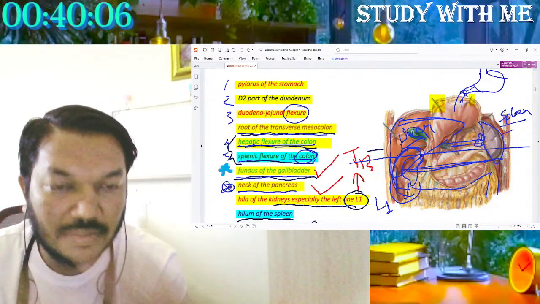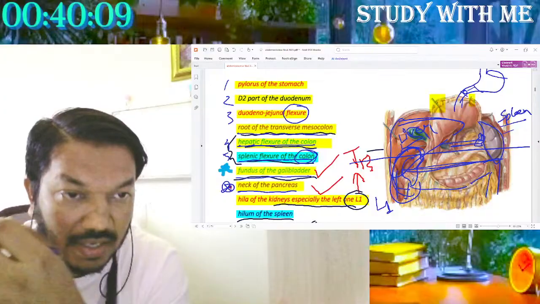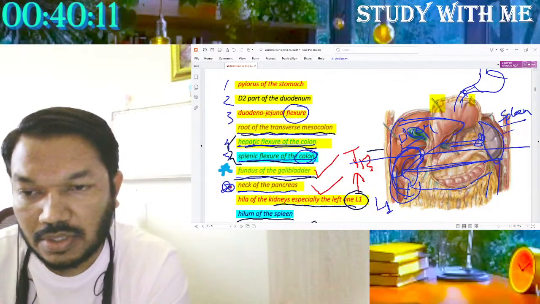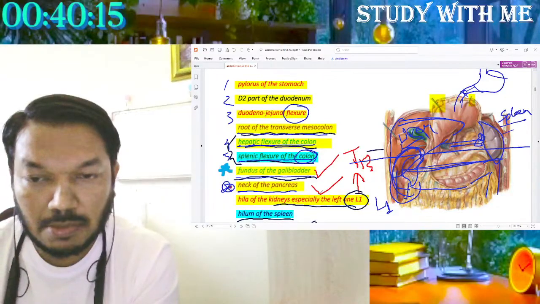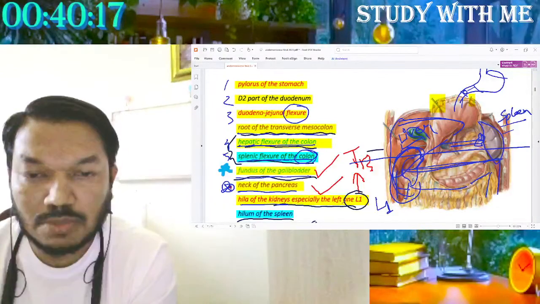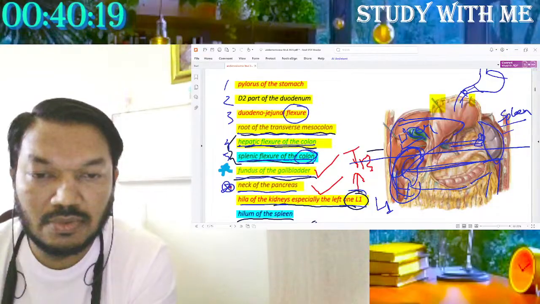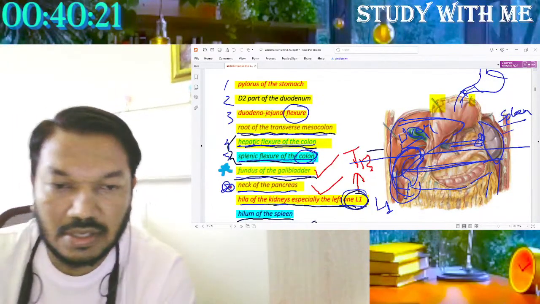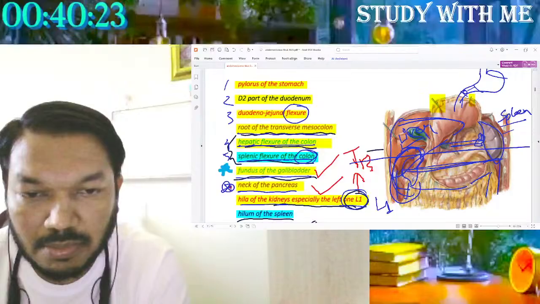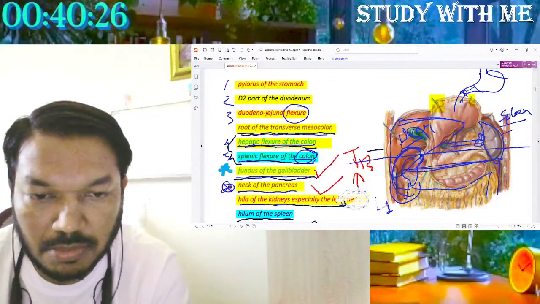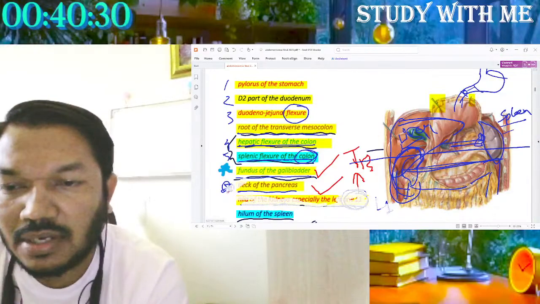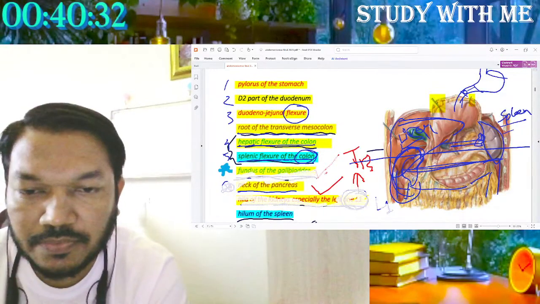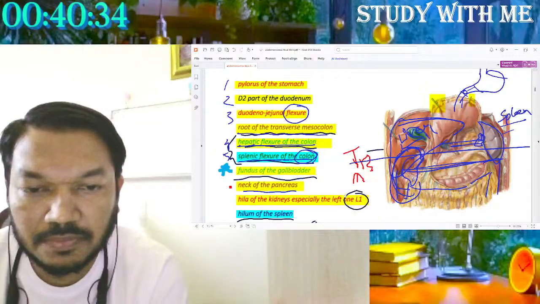Now another solid organ we have is the kidney, right? So for the kidney, which part remains there? Hilum, or hila. Left one, remember, hila of the kidney, especially the left one. Left one, L1. You remember in this pattern. Multiple times this exam question repeats. Left one means which one? Left kidney. Left kidney remains at which level? L1.